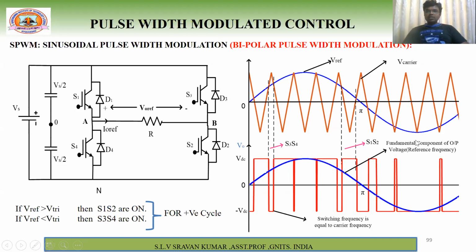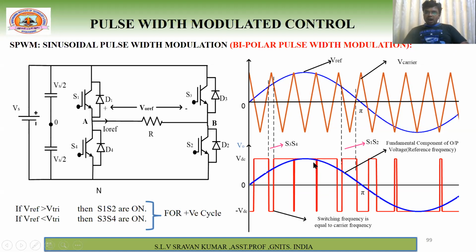Understand what I am saying? So this is the fundamental component, and these are the pulses. See, this frequency is how much? 50 Hz. Now, what is this frequency? It is nothing but carrier frequency. Whatever frequency is given here, with that frequency only the pulses will be generated. So now you got an idea of the difference between switching frequency and fundamental frequency. So this is your fundamental frequency.